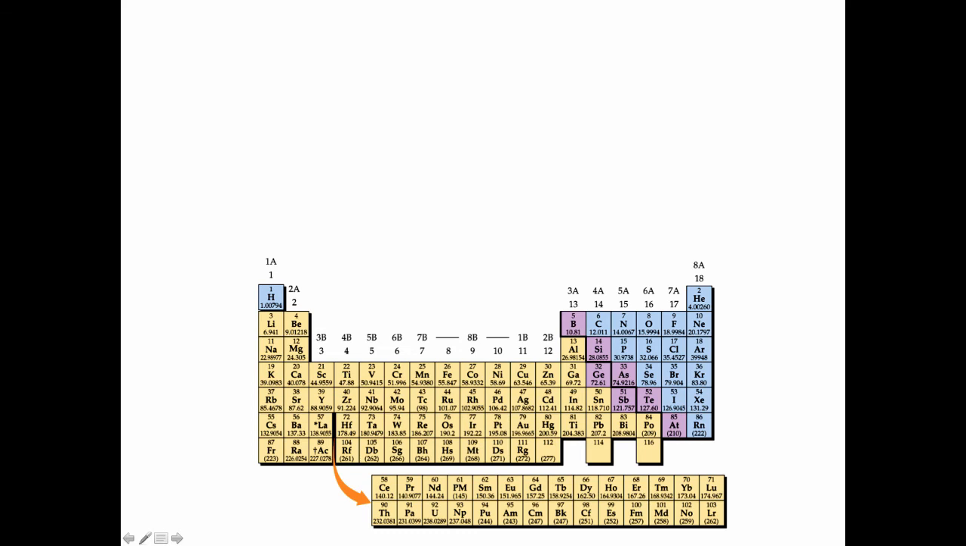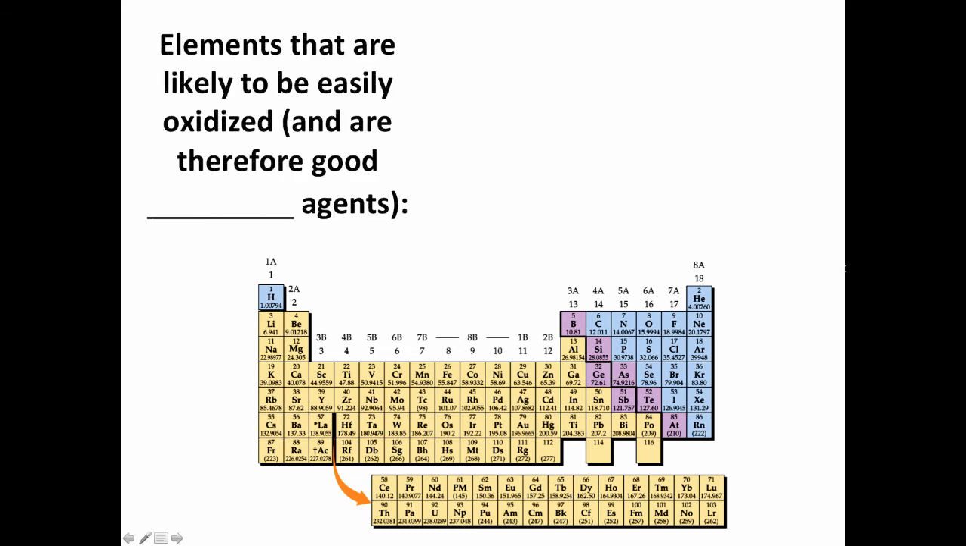A couple things to note. Elements that are likely to be oxidized, well, think about what happens when something's oxidized. It needs to lose electrons, and it's therefore a good reducing agent. And elements that are likely to lose electrons tend to be things over here, like the alkali metals, lithium, sodium, potassium, etc. And the alkaline earth metals, these guys tend to lose electrons pretty easily. They make positively charged ions. In fact, lithium is an important component of a lot of batteries, and it typically functions by being easily oxidized.